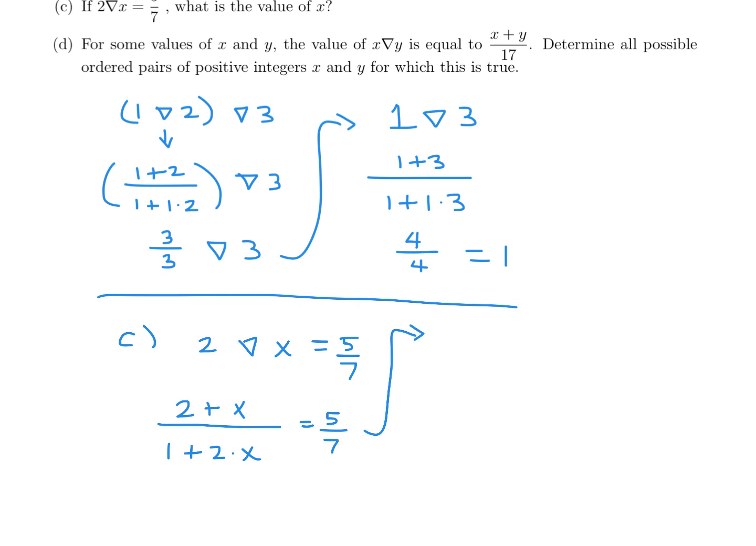Okay, let's cross multiply here. So we have 14 plus 7x, and that looks like 5 plus 10x. And then that looks like 3x, that looks like 9, and therefore x is equal to 3. And I think that's it.